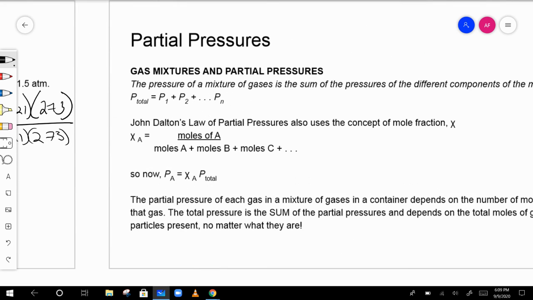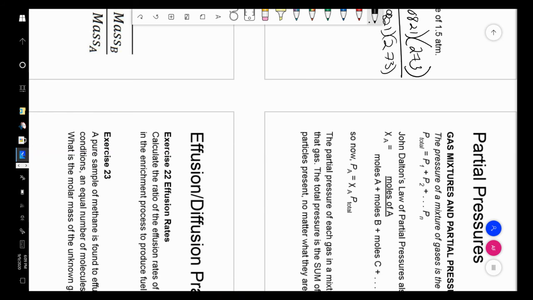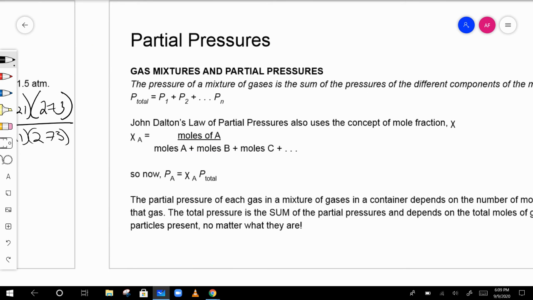Okay, next, partial pressures. So this one's really simple. The total pressure is equal to the sum of the partial pressures of all the gases in the mixture. You can use mole fraction to figure out what the partial pressure is if you know the number of moles of each one.